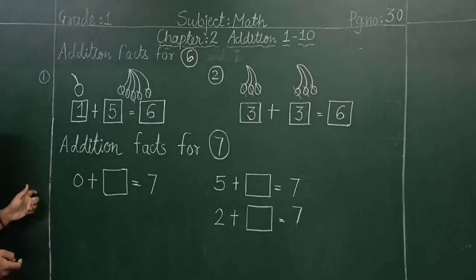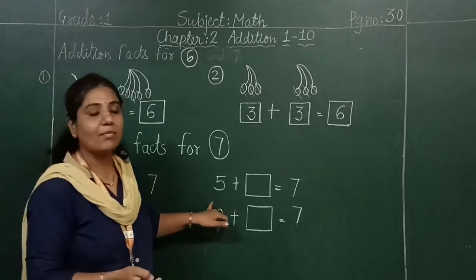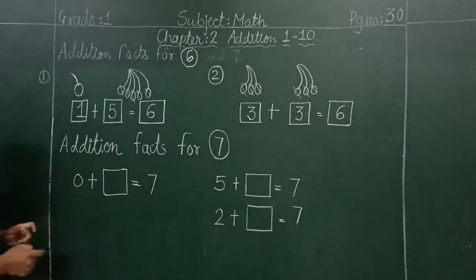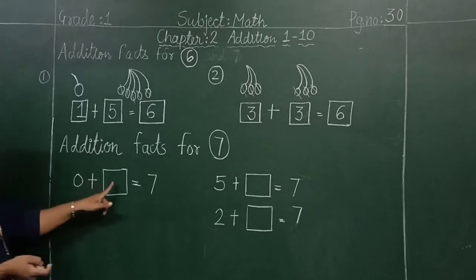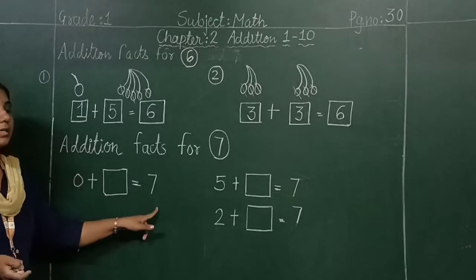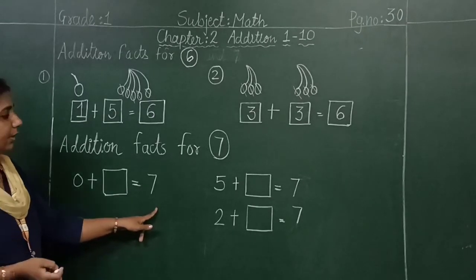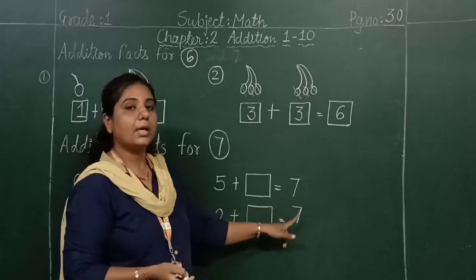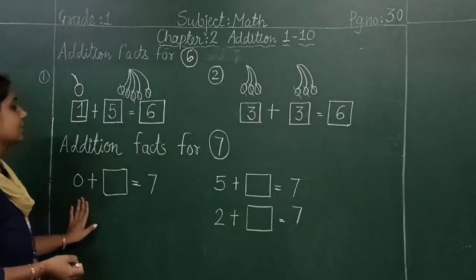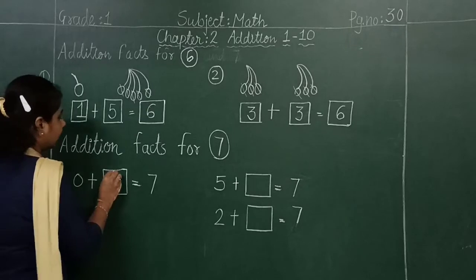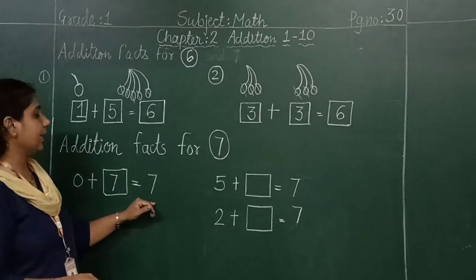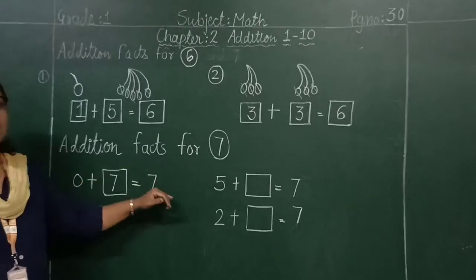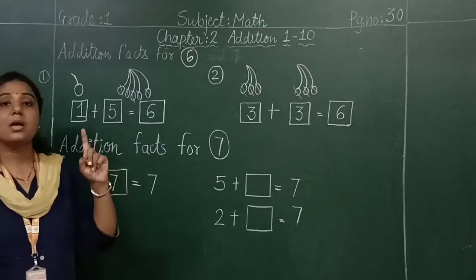Next is addition facts for 7. Here also 0 plus how much we have to add? Answer will remain 7 only. See, 7 only. So, 0 ke saath hum 7 add karenge. So, answer will remain 7. Yes, so kya aayega uska? 7. Answer will remain same.